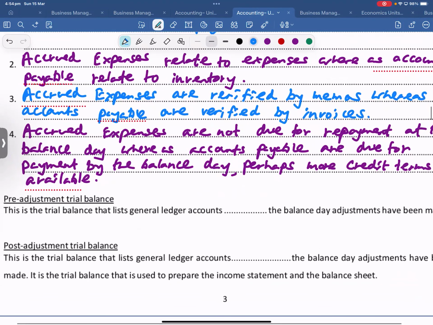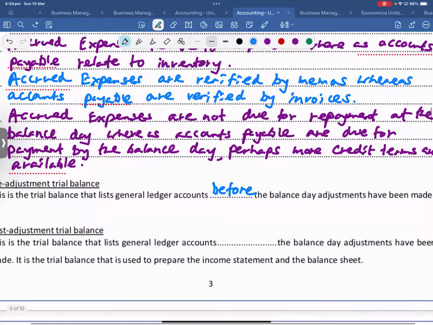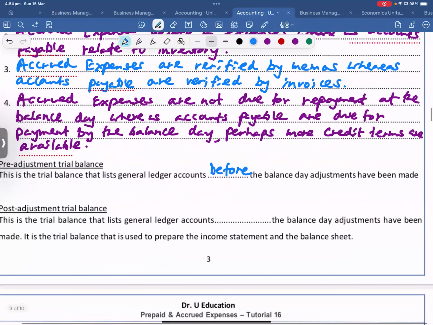So this is the trial balance that lists general ledger accounts before the balance adjustments have been made, and this one is after.